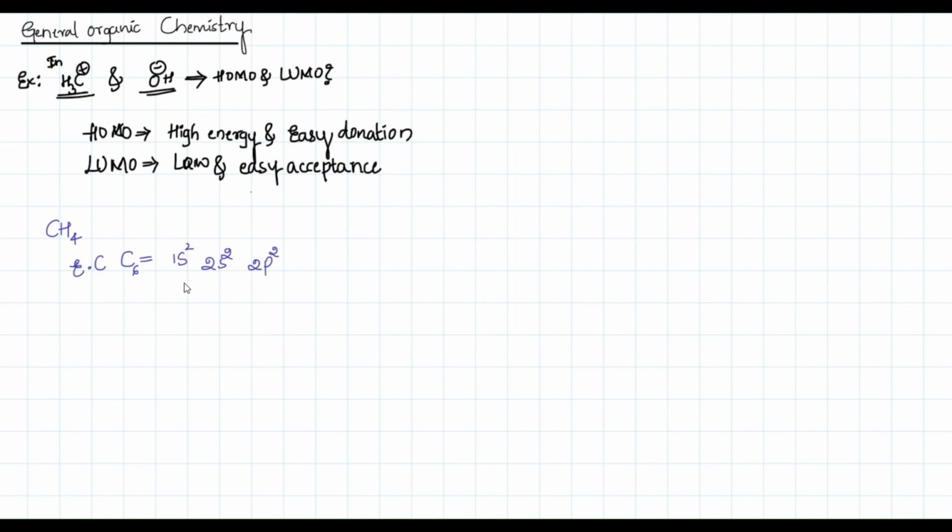This is the ground state electronic configuration of carbon: 1s2, 2s2 and 2px1, 2py1, with 2pz vacant. But we know that a half-filled electronic configuration is more stable than this configuration. Hence, carbon will be there in the form 1s2, 2s1, 2px1, 2py1, 2pz1. This is the electronic configuration of carbon.